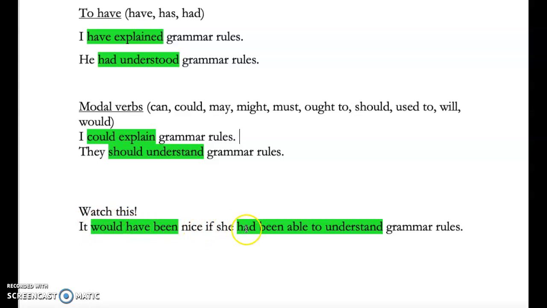If she had been able to understand grammar rules. Look at all of these verbs strung together to express a very precise understanding of our feelings about this person learning grammar rules. So that was a lot to take in. I hope that it makes sense. Feel free to bring any questions you have to class, and good luck on the quiz.